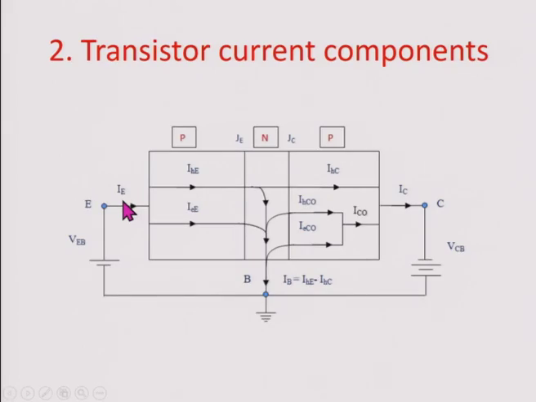In transistor current components, here IE is there. What is this? IE represents the emitter current. This is connected across the emitter, so we call this the emitter current.